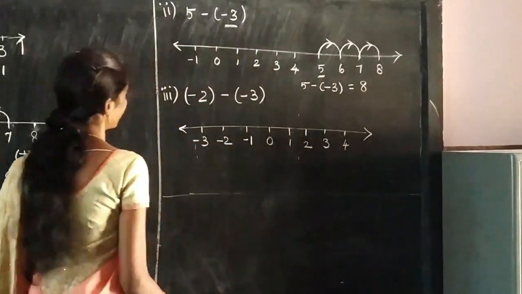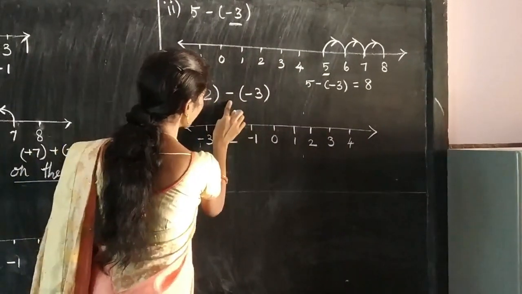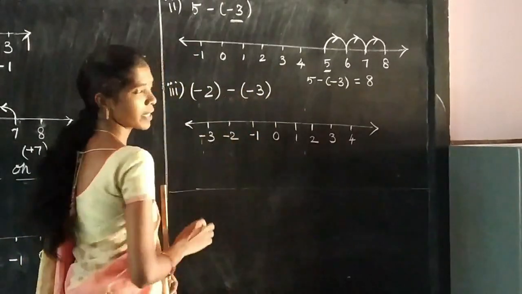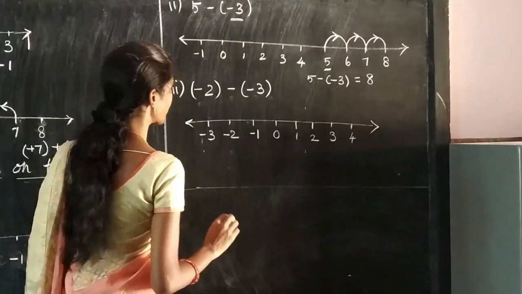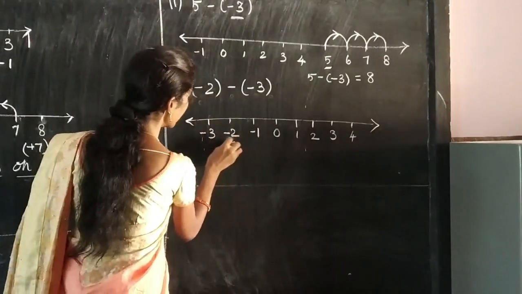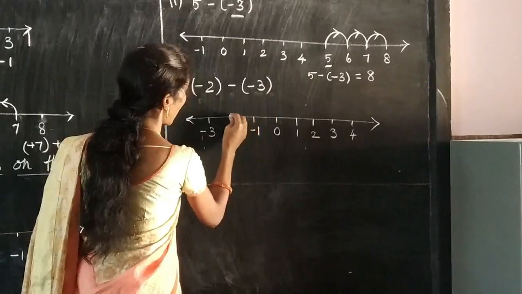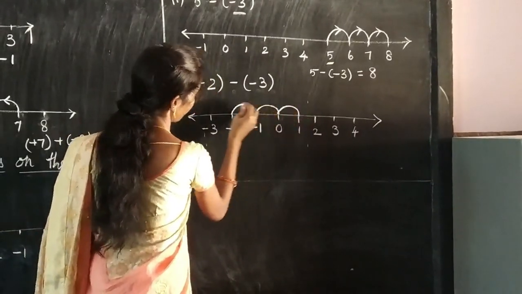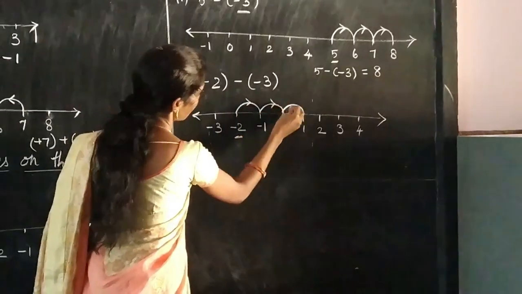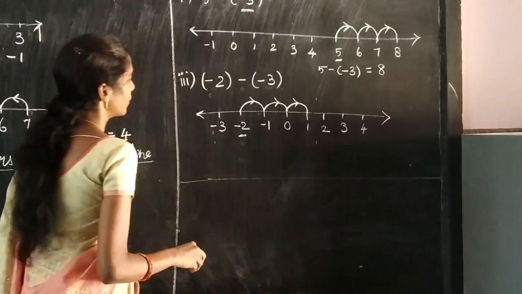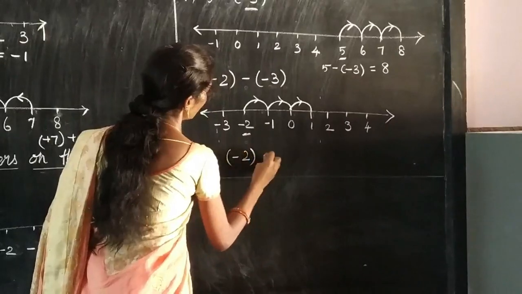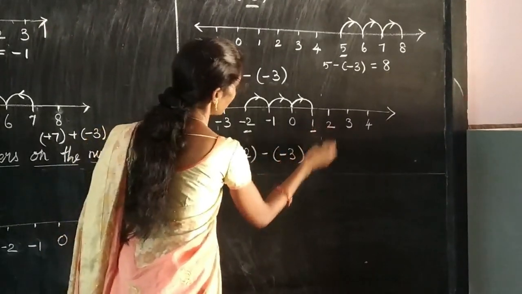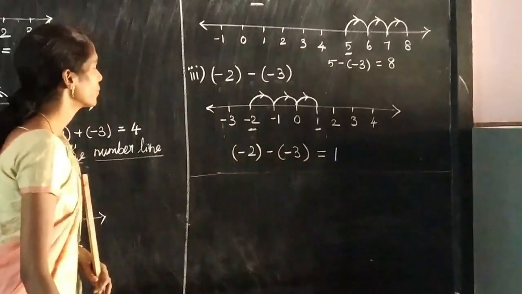Okay. Next, minus 2 minus minus 3. Here also we are subtracting a negative integer. So we have to move to the right side. We start at minus 2. So 3 units we have to move. 1, 2, 3. We have to move to the right side. Okay. So minus 2 minus minus 3 equals, we are getting the number 1. That's it.